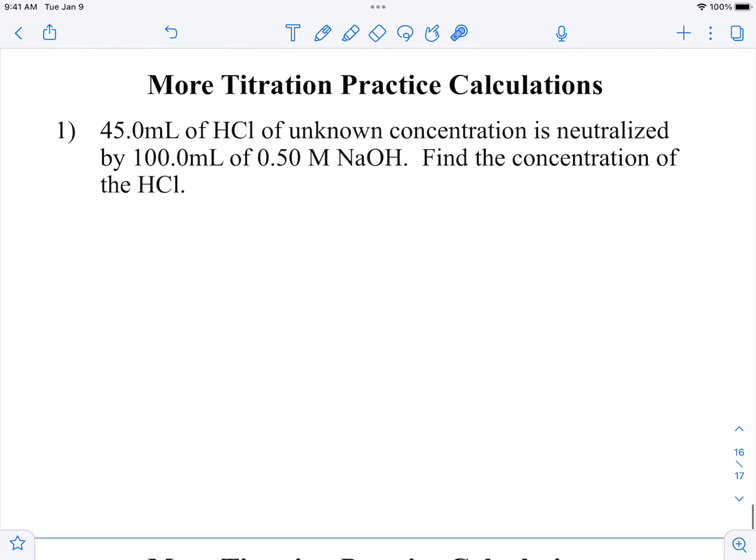Try this one. See if you can get to the molarity here on this practice problem. It's the same balanced equation, so you can just use the same one as before.